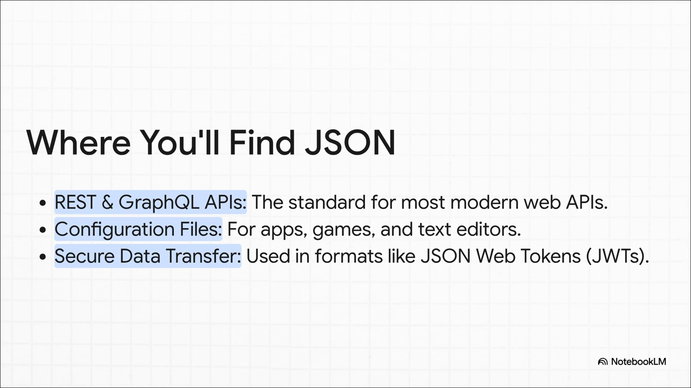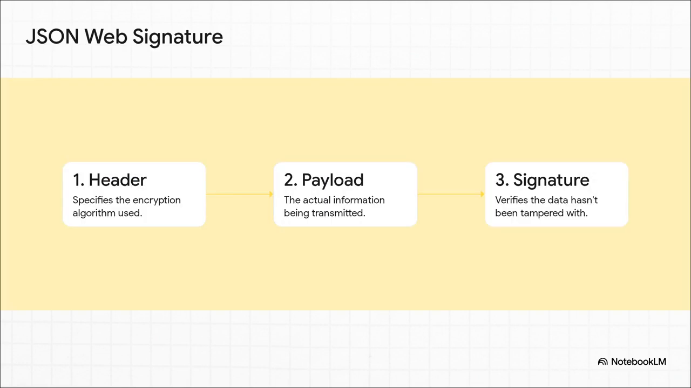And it's even used for super secure stuff. A really cool example is something called a JSON Web Token, or JWT for short. Basically, it's a way to securely bundle up some information, like your user ID, into a JSON format. Then it gets signed with a secret key to prove that it's legit and hasn't been tampered with. This is actually a huge part of how websites keep you logged in as you click around from page to page.